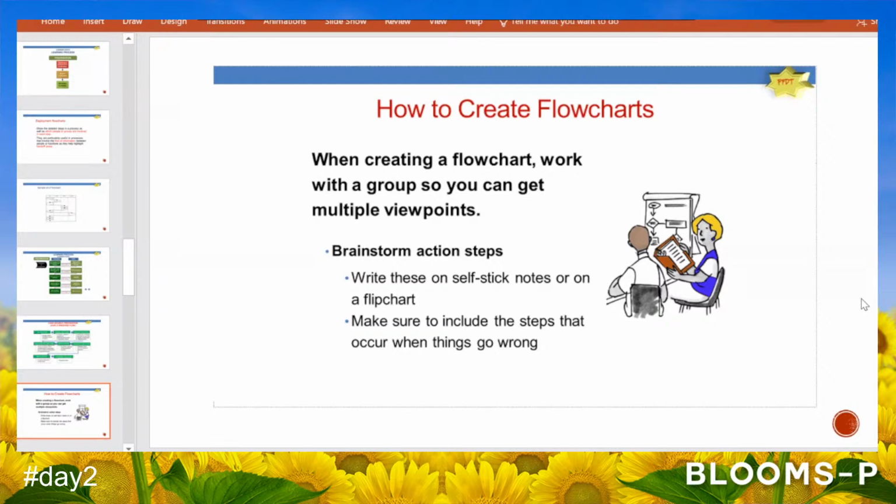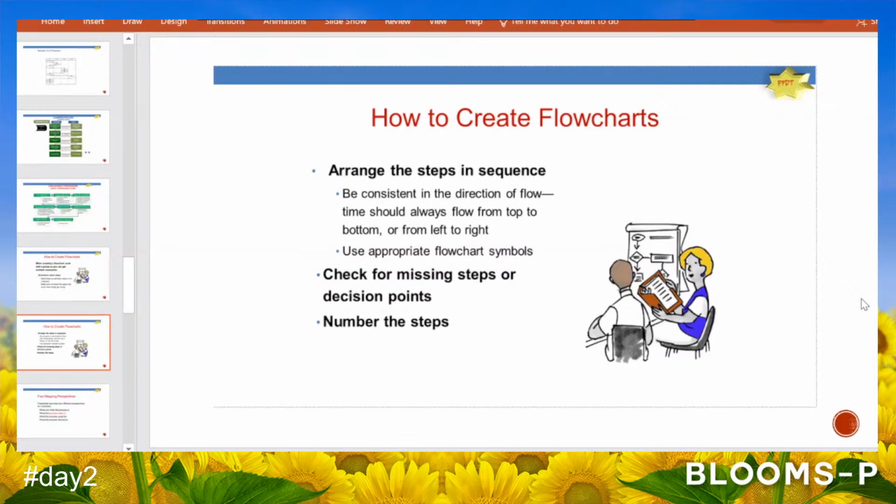In order for us to get the viewpoints of what we need to stick on, what we need to put on and remove, all while going into the process of our project. So first, you have to arrange the steps in sequence. You need not jump into the next step without considering the first step. So, a reminder: you need to be consistent in the direction of flow, the time of flow.